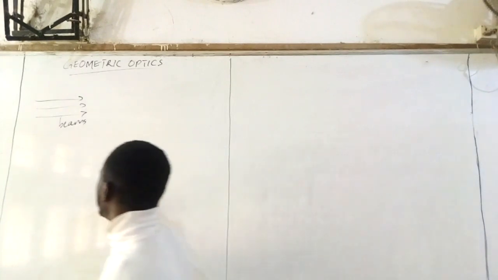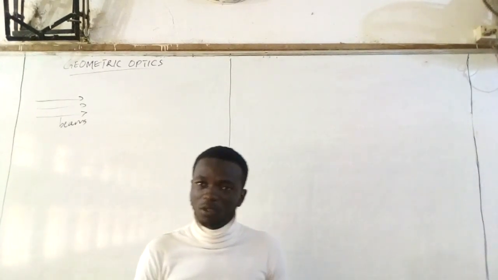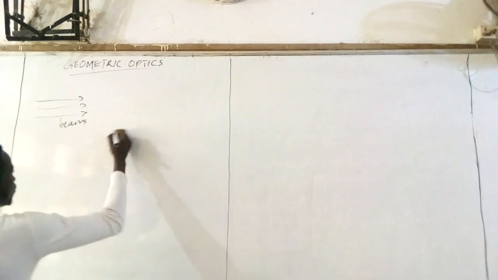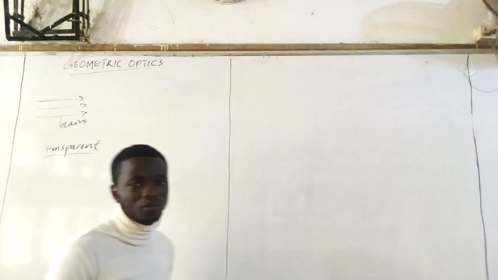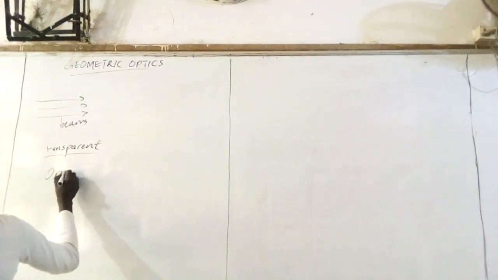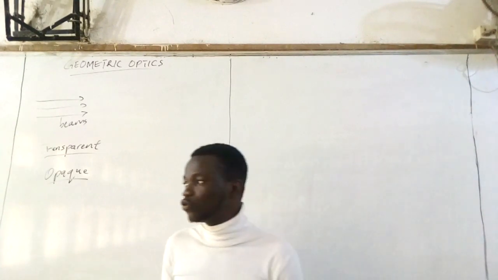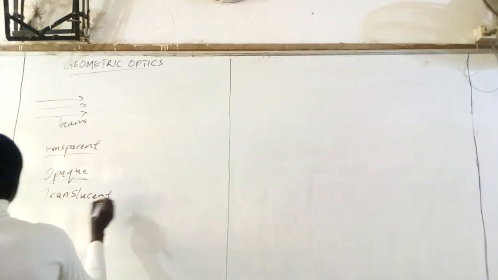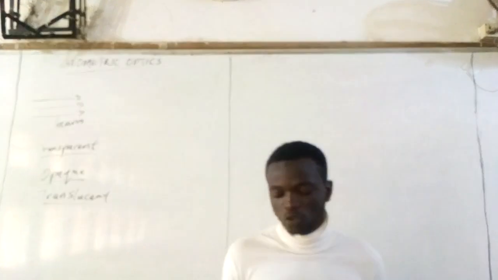Before that, again, let's look at some substances. There are some substances that allow light to pass through them. Others do not allow, they just absorb the light. Examples of the material are transparent substances. So we have transparent material. They allow light to pass through them. The other type of material is opaque. Opaque objects do not allow light to pass through them. Then the third one is the translucent material. So translucent material allows only a partial amount of light to pass through them.